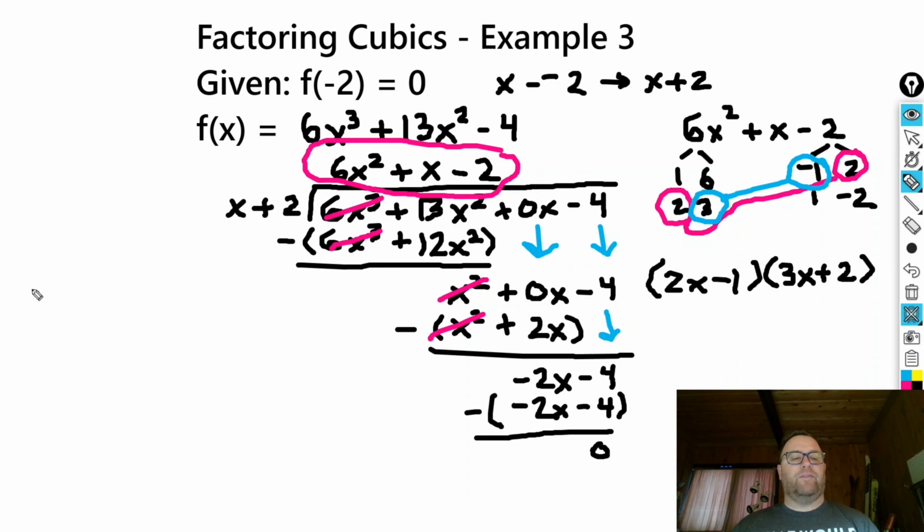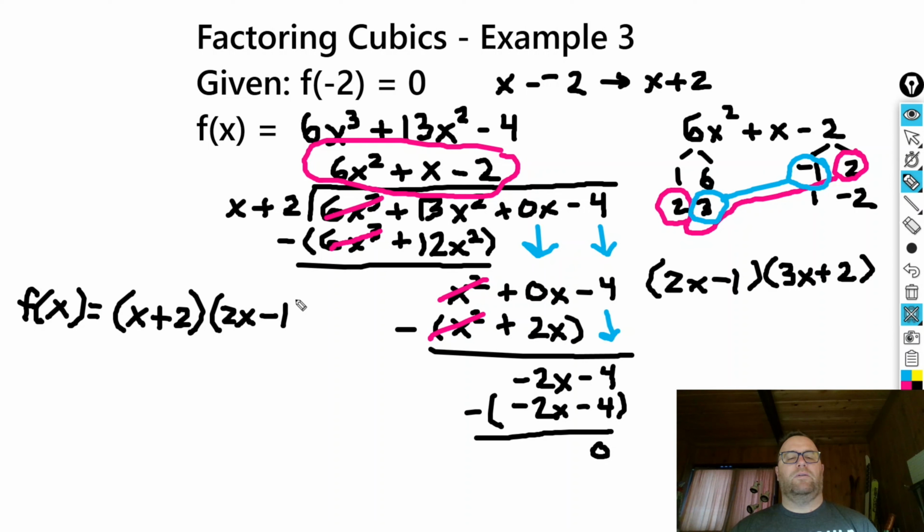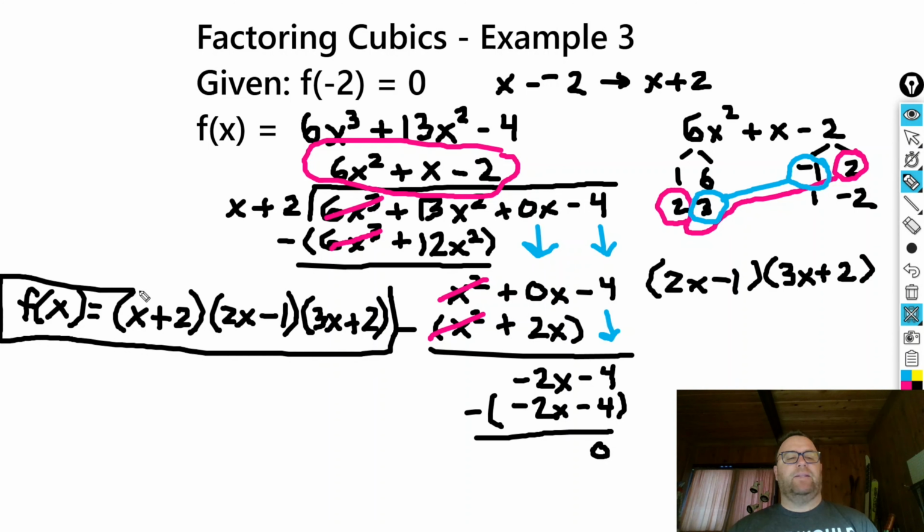Now, if I want the factored form of f of x, let me write it over here. So I'm going to have f of x equal x plus 2 times 2x minus 1 times 3x plus 2. Kind of running out of room here. But this is our factored form of f of x for this one.